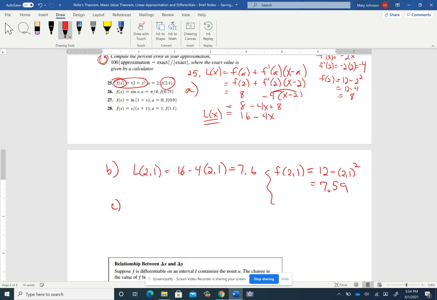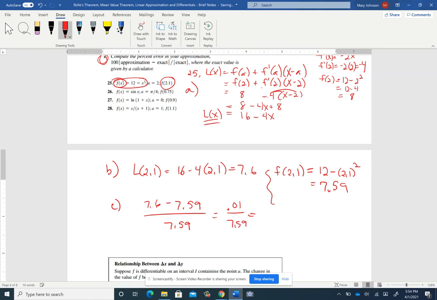Part C says, tell us the percent error. How far off were we? Okay, so that's when you take your approximation and you subtract the exact value, what it was supposed to be, and you divide by the exact value. And I usually just do that to start with, and I don't put the 100 in there. I just get this, and then I convert it to a percent. So you're just doing the percent change, really.